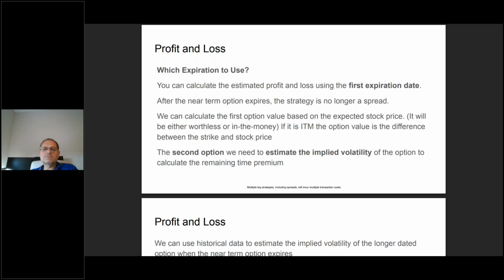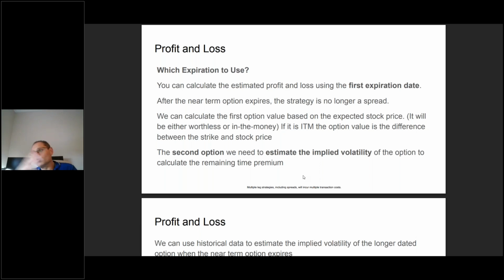I guess I talked about this already just now, but when we do the profit and loss, the reason we use that first expiration is that once that first expiration and that first option expires, it no longer is a calendar spread.